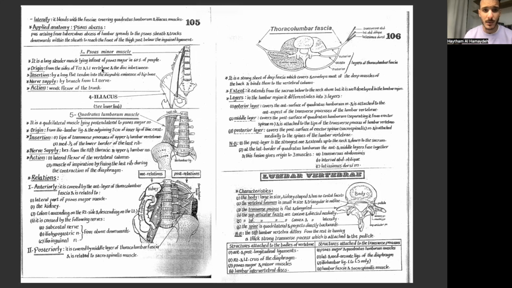The psoas minor that we talked about, the small diameter muscle: origin, insertion, nerve supply, and action. Then you have the iliacus. It's not mentioned here. It's mentioned in other parts of the book, but I think what I talked about was enough in the anatomy animation app. And then you have the Quadratus Lumborum, also origin, insertion, nerve supply, action. If you want to read about the relations, you can go ahead.